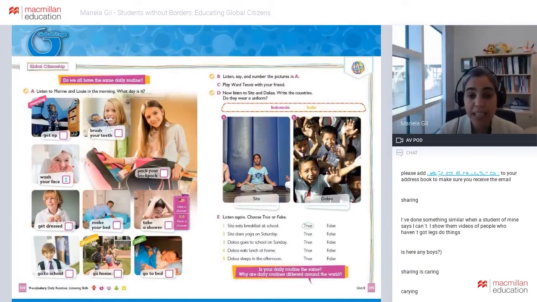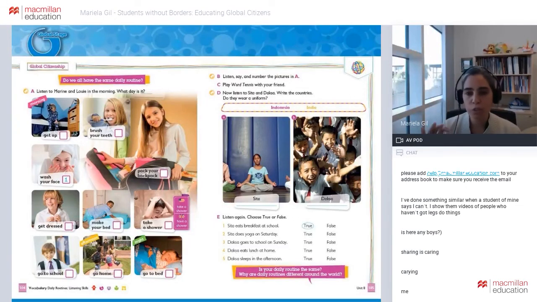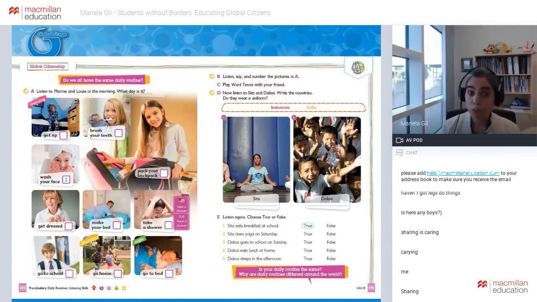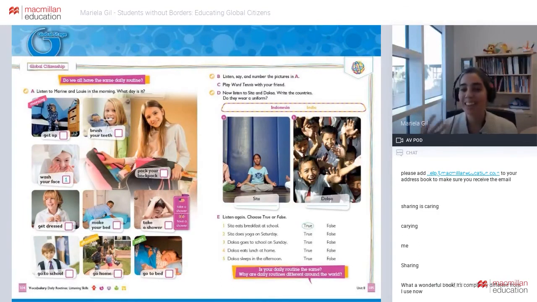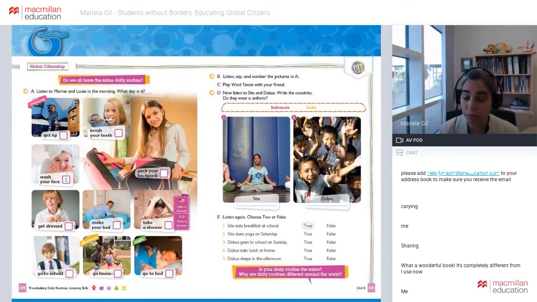Then on the right, you see that we have two more children. We have Sita and Daksa. So these are children from India and Indonesia, and they talk about their routine. So we listen to them about whether they use uniforms, what they do, how they eat breakfast, whether they go to school on the weekend. And now we have heard about France, Indonesia, and India. Three different homes, four different children, and their different experiences. So we had a lot of input for the vocabulary because we heard get up a lot, and now we've used it and practiced it, but we're also learning about different parts of the world.